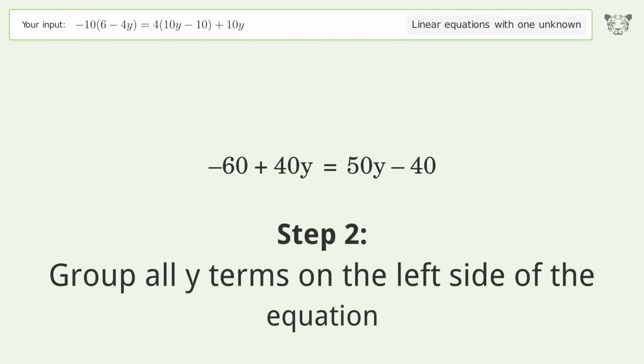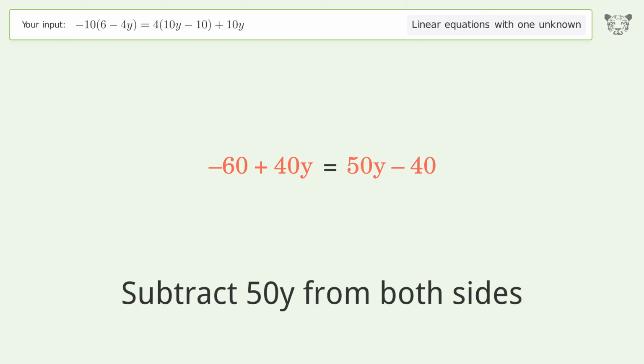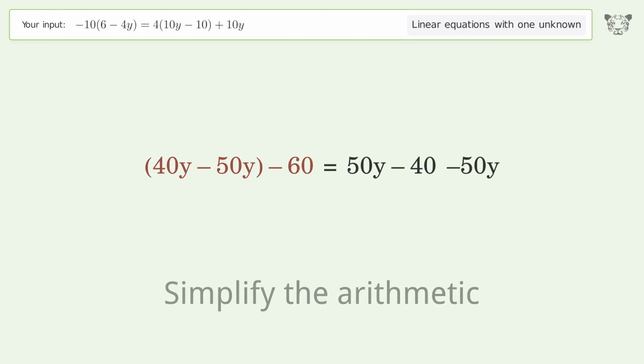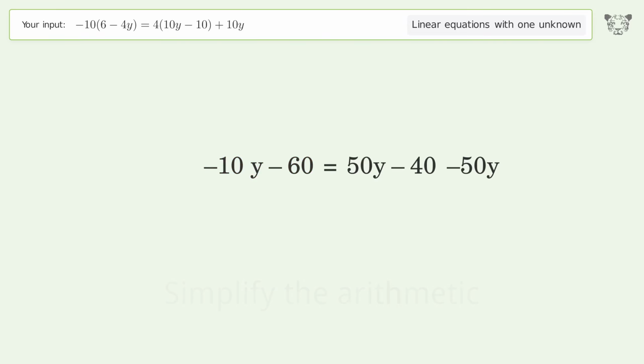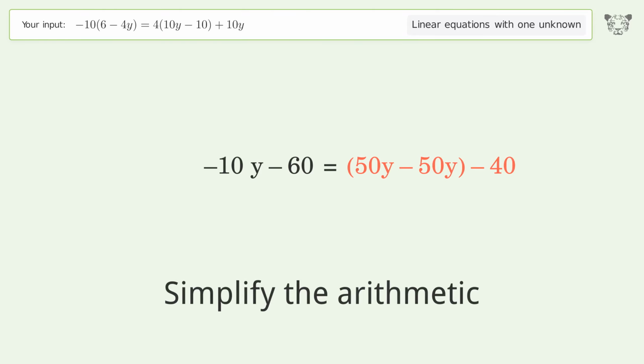Group all y terms on the left side of the equation. Subtract 50y from both sides. Group like terms. Simplify the arithmetic. Group like terms. Simplify the arithmetic.